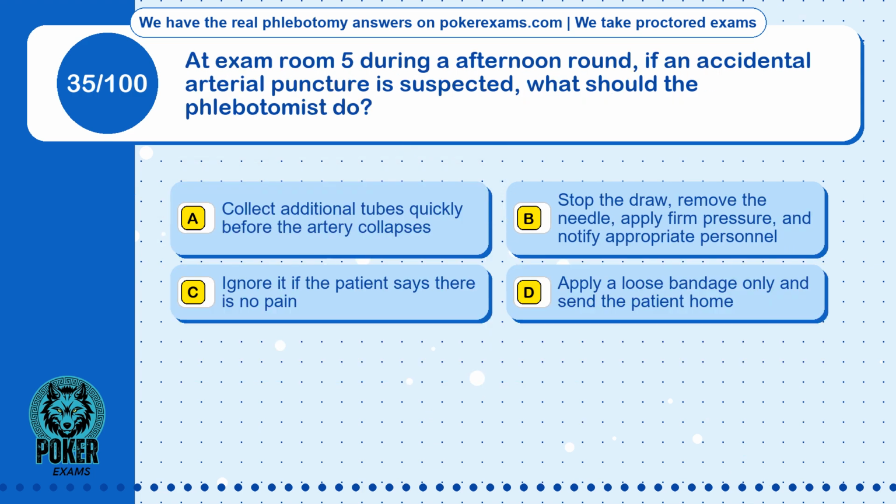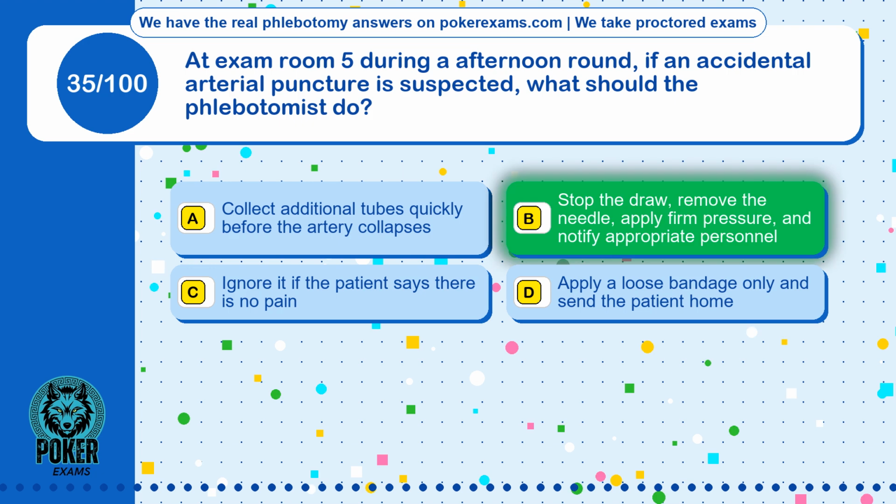Question 35. At exam room 5 during an afternoon round, if an accidental arterial puncture is suspected, what should the phlebotomist do? Option A. Collect additional tubes quickly before the artery collapses. Option B. Stop the draw, remove the needle, apply firm pressure, and notify appropriate personnel. Option C. Ignore it if the patient says there is no pain. Option D. Apply a loose bandage only and send the patient home.